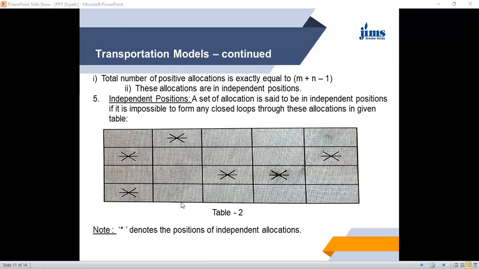Now you come here, you cannot change your direction because you can change the direction only at the cell where there is some allocation. So you start from here. If you go this way, then here you can change the direction or simply ignore it. You can go straight away. So anywhere you go, you find that you cannot make a dependent loop. Therefore, this is an allocation which shows independent positions, and this is a non-degenerate solution.